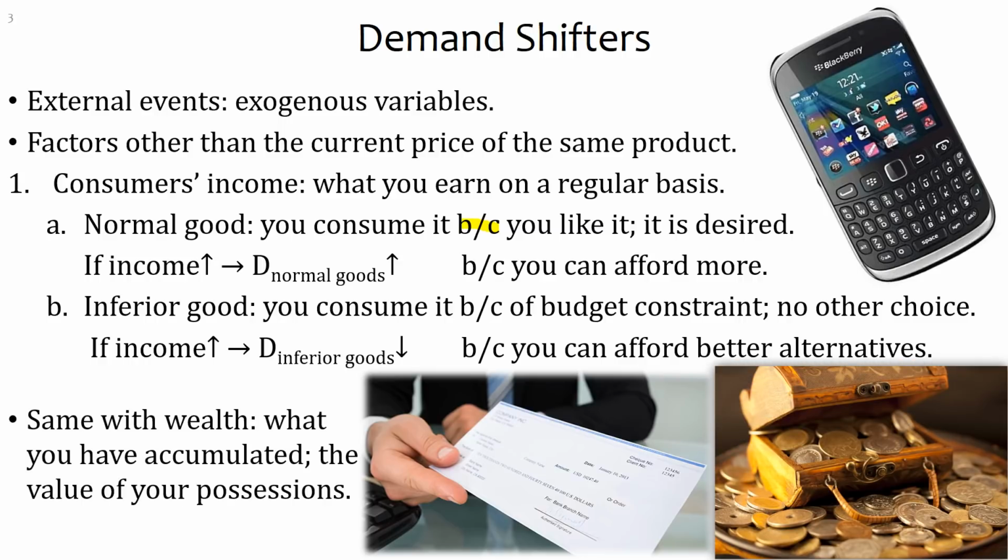Now that's about income. You can say the same thing about wealth. And wealth is what you have accumulated, the value of your possessions. Okay, so that's a form of a stock as opposed to income, which is a form of flow. Sometimes they're used interchangeably, but they're a little bit different. So income is a flow, wealth is a stock. Again, you might want to pause here, record the slide number, and take down some notes.